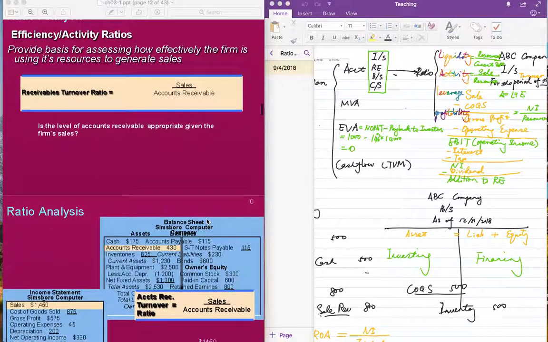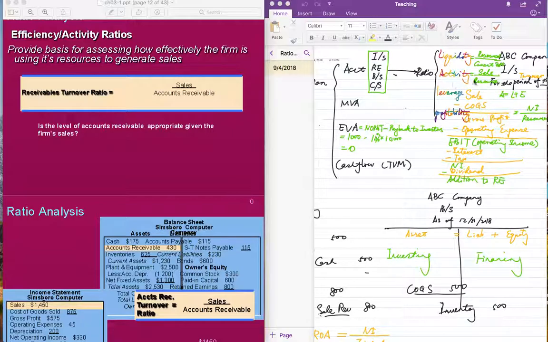Second is called activity or efficiency ratio. It basically measures how effectively firms use resources to generate sales. Please pay attention to this word, sales. So this efficiency ratio is used to measure firms' productivity, basically. How efficiently you're generating the sales revenue.